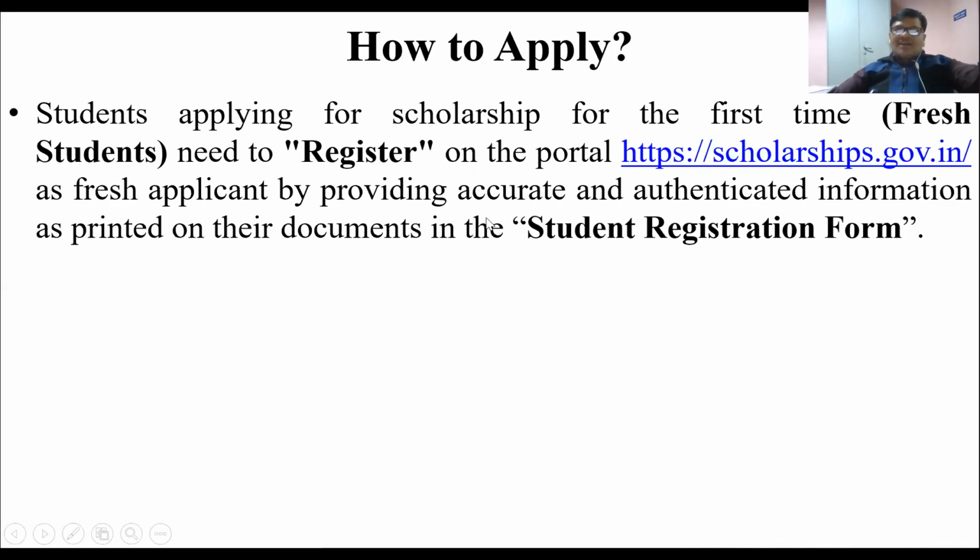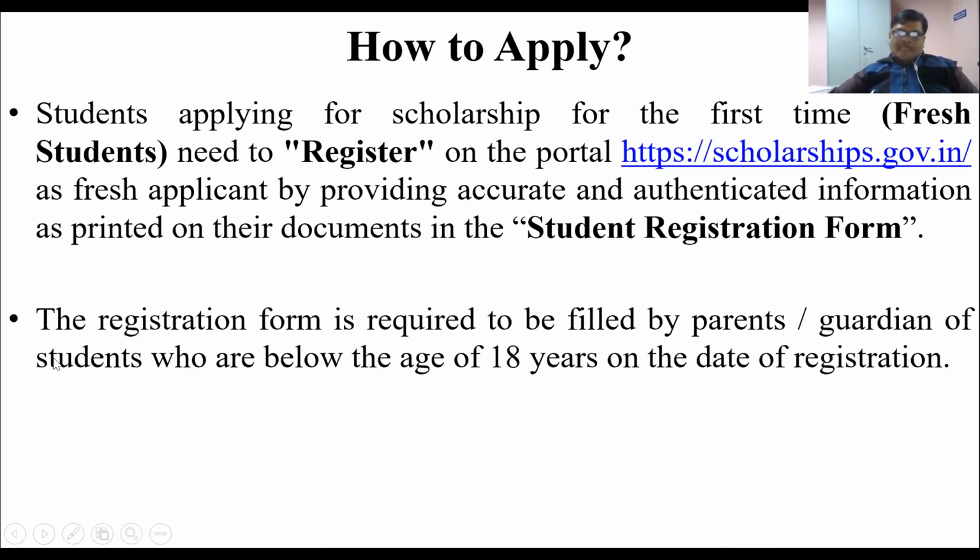Step by step, I am going to clear this point for you. What do you mean by accurate and authenticated information? As printed on your documents in the student registration form. So you need to provide your correct, accurate and authenticated information in the student registration form. That is the first step. And if required, you can get help from your parents or guardians.